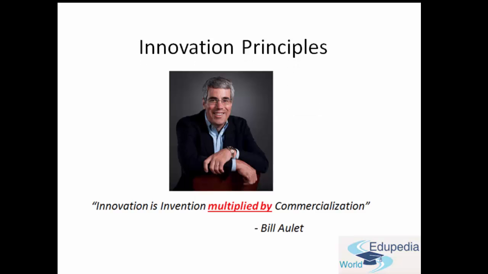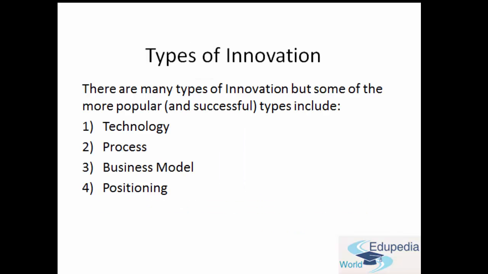And when speaking about innovation, what Bill said was, innovation is invention multiplied by commercialization. Innovation is invention multiplied by commercialization. So therefore you've got to have something that has been invented, created, produced. Then you need to commercialize it, and only when you have something and then you commercialize it are you innovating. And there are different types of innovation, but the ones that we're going to focus on in this particular module are technology innovation, process innovation, business model innovation, and positioning.